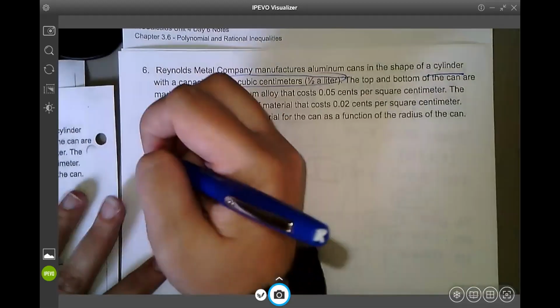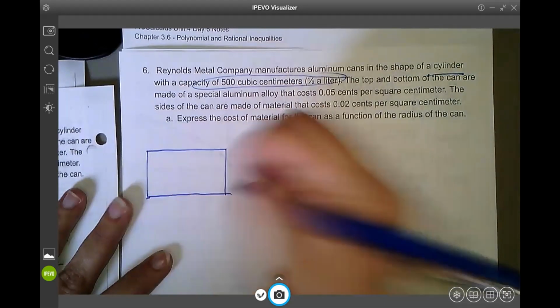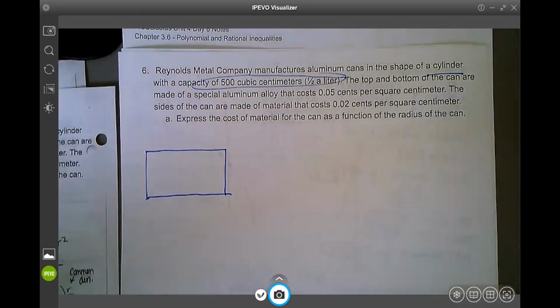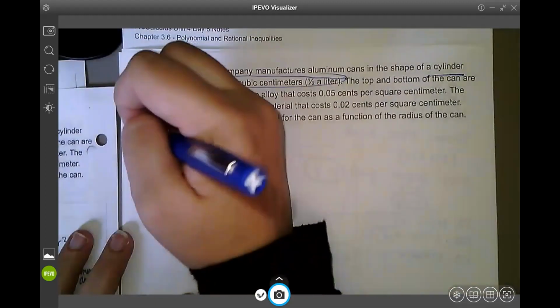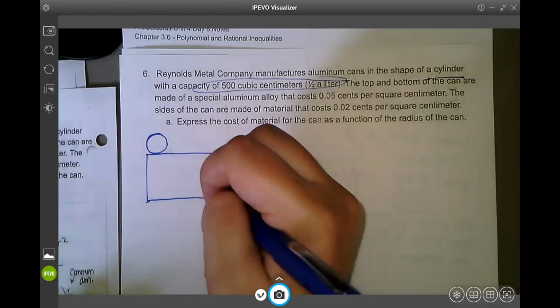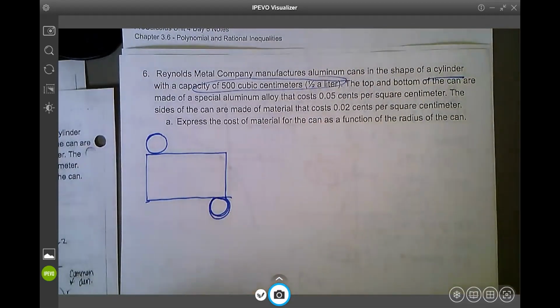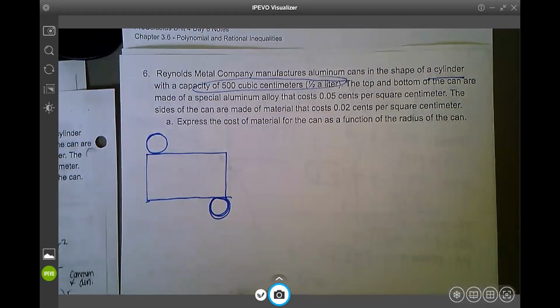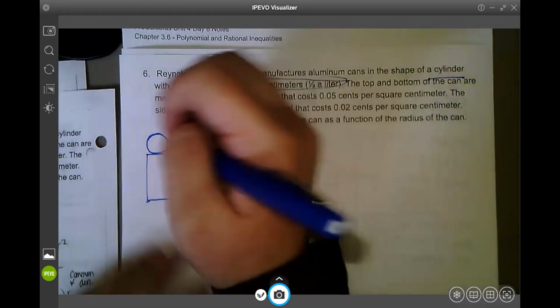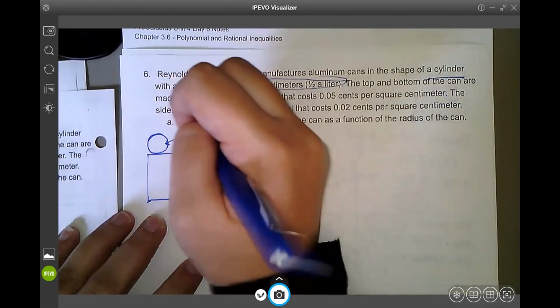Okay, so if you think about the net of the can, we're just assuming that it doesn't do what the cans do. They have like the concave part on the inside, right? We have a rectangle would be the outer portion of the can, and then the top and the bottom would be our circles. The area of a circle here is pi r squared. Does everybody agree with that?